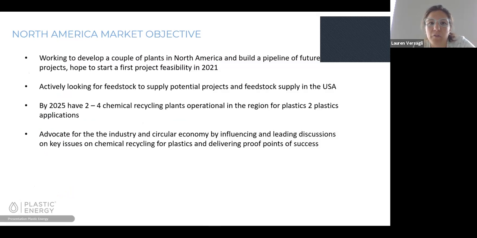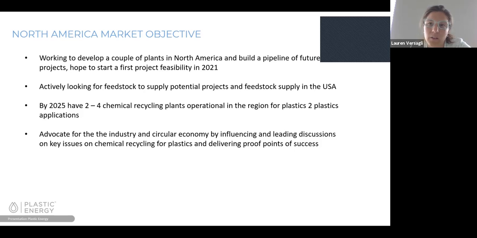Just to give you a final view of what we're looking for in North America, it is to build a pipeline of future projects here. Like I mentioned on that map, we would love to see some yellow dots, certainly in this space. We hope to start a first project feasibility study later this year. We're very active in looking for feedstock to supply potential projects. In the USA specifically, we hope to have a pipeline of 2 to 4 of these that are operational by 2025. Again, in the US, we're still focused only on plastics to plastics applications.